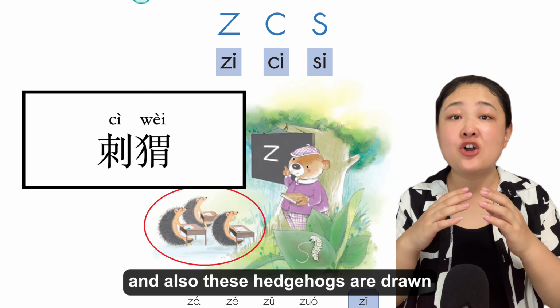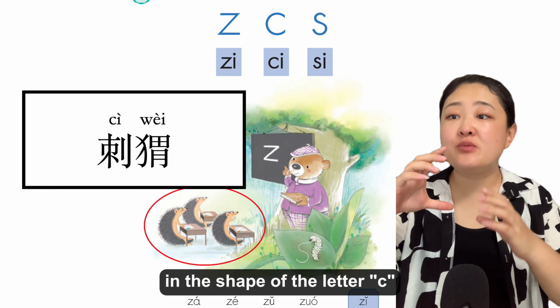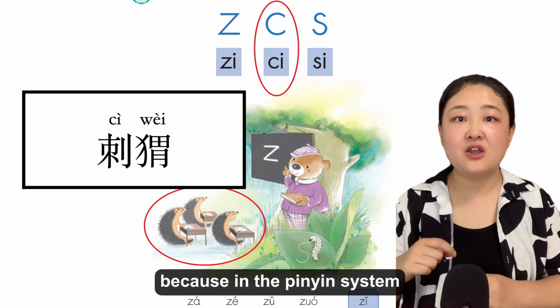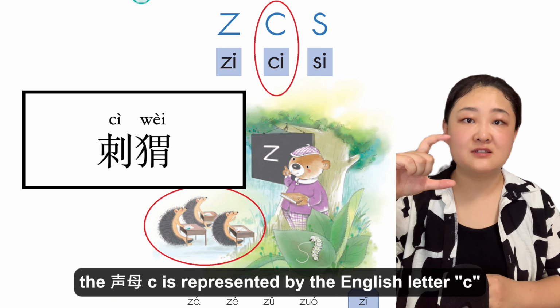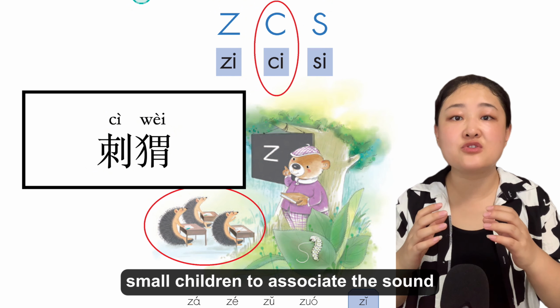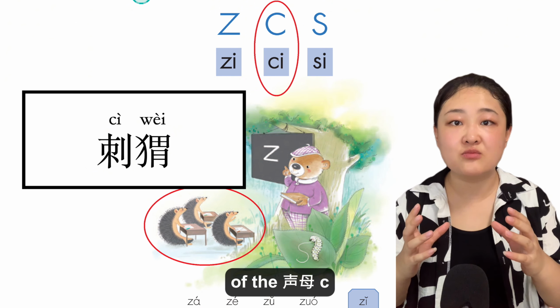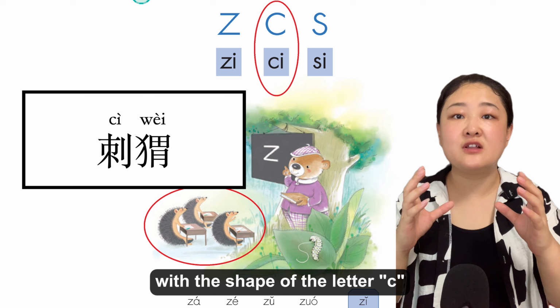And also these hedgehogs are drawn in the shape of the letter C, because in the pinyin system, the 声母 c is represented by the English letter C. This is to help small children to associate the sound of the 声母 c with the shape of the letter C.